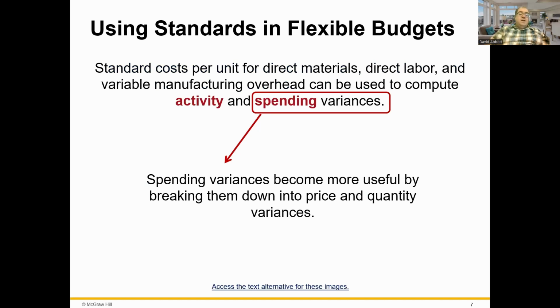Okay, so using standards and flexible budgets: activity and spending variances. Standard costs per unit for direct materials, direct labor, and variable manufacturing overhead can be used to compute activity and spending variances, as we looked at in the previous chapter. Price and quantity variances: spending variances become more useful by breaking them down into price and quantity variances. And this is our focus in this chapter.